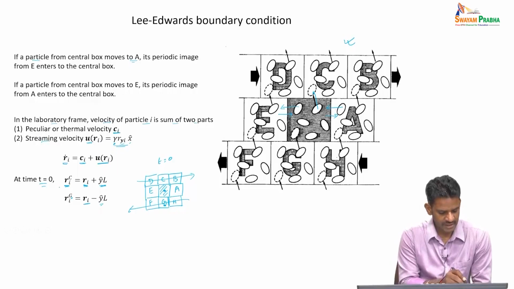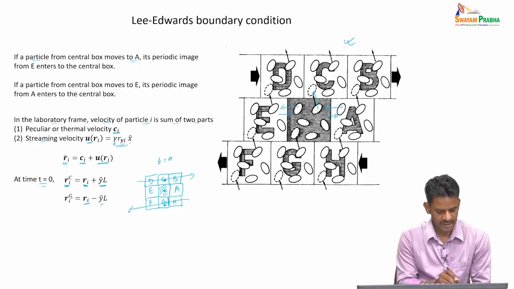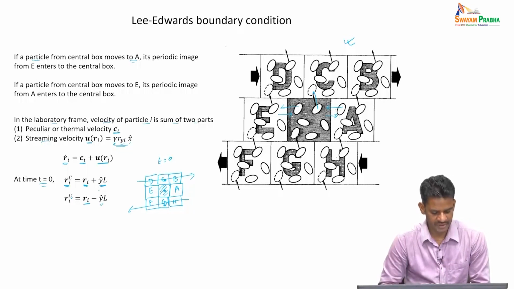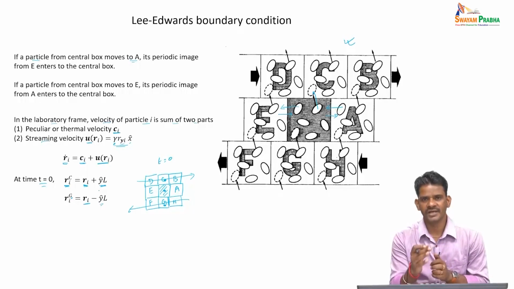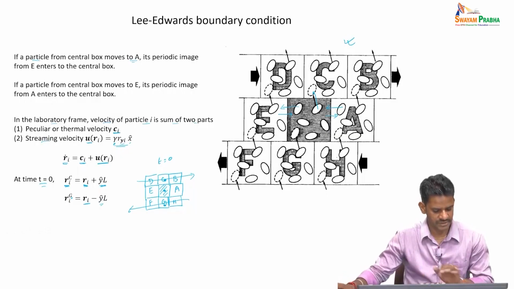Similarly, the particle image in C would have the y component added by L amount. So, we can easily relate, if I know what the image is and where the image is located, we can identify the position or the coordinates of the ith particle in those image boxes. Okay. So, this is something we know.